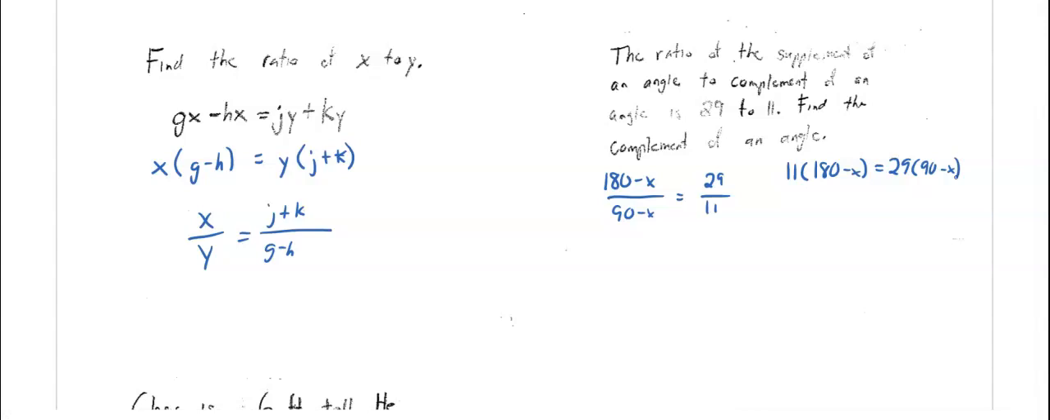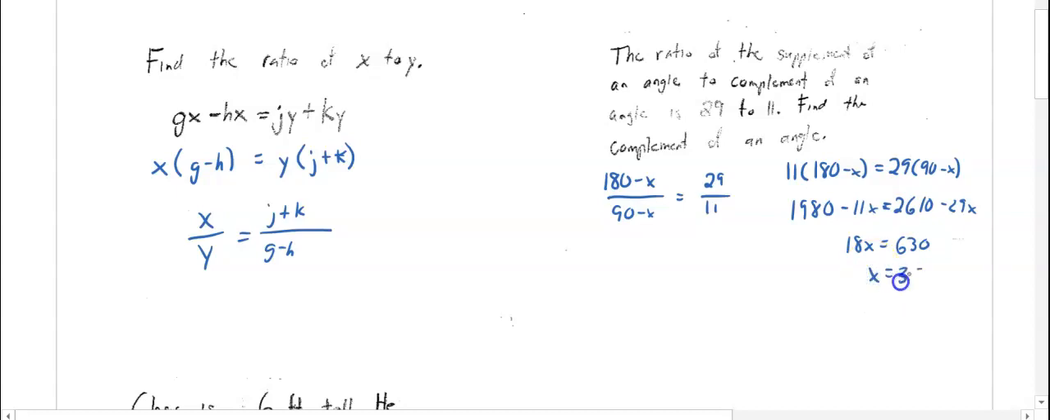So as we multiply, we get 1,980 minus 11x equals 2,610 minus 29x. So we can get our number to one side and our variable to the other. So when we do that, we're going to get 18x is equal to 650. When we divide by 18, x is 35. So that means our angle is 35. To get our complement, we need to do 90 minus 35. So the complement is 55 degrees.